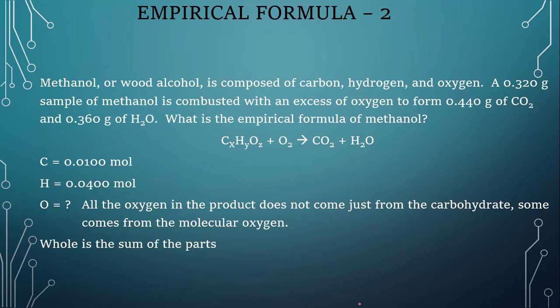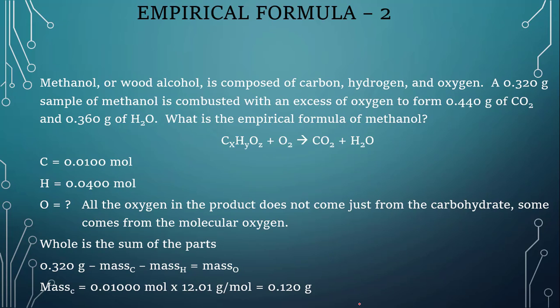However, we know the whole is the sum of the parts, and we were given the total mass of the sample. So the mass of the carbon in the methanol plus the mass of the hydrogen in the methanol plus the mass of the oxygen in the methanol equals 0.320 grams. This can be rearranged to say 0.320 grams minus the mass of carbon minus the mass of hydrogen equals the mass of oxygen. And we do it this way because since we know the number of moles of carbon and hydrogen, we can calculate the masses.